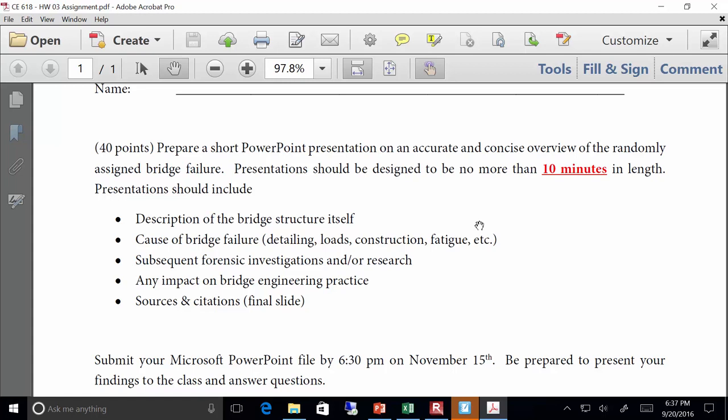So every one of you has an individual structure that experienced some type of failure. It's your job to research that failure, tell us what happened, why it happened, any impacts, the whole nine yards. Again, the day before Thanksgiving break, just 10 minutes apiece. We'll ask a couple questions. You all still have to show up, and that's pretty much all there is to it.